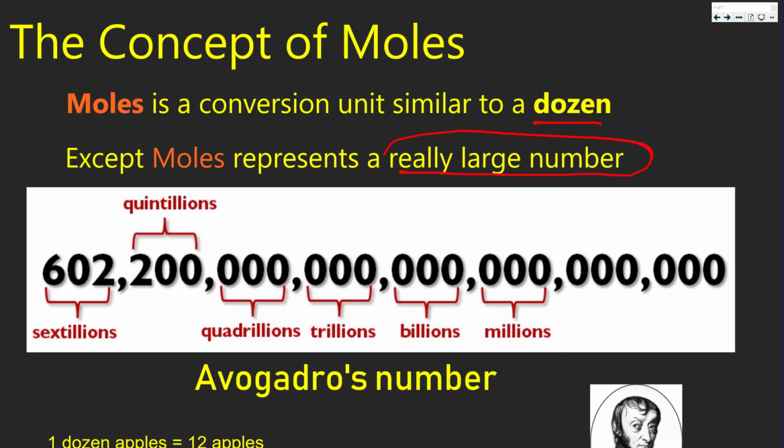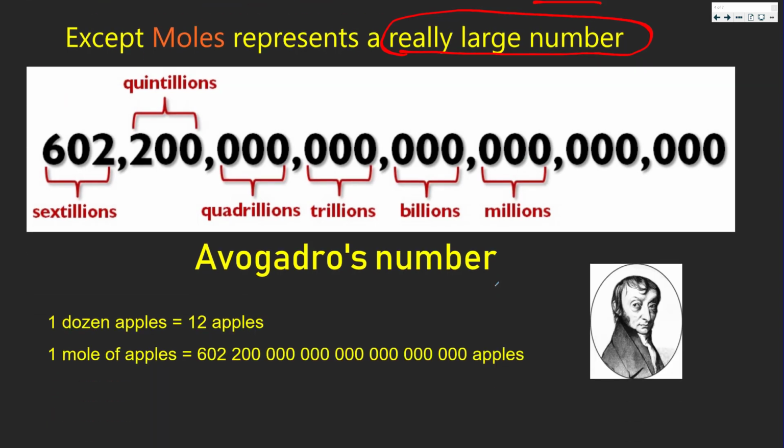That's your Avogadro's number. If you look at this number right here, 602 sextillion, that's a lot of zeros, right? That's your Avogadro's number, and that's Avogadro right here on the side. If you have a dozen apples, you have 12 apples. If you have a mole of apples, you have this many apples. So 1 mole has this number of things. It could be apples, socks, or phones, it doesn't really matter. So this is what the Avogadro is.